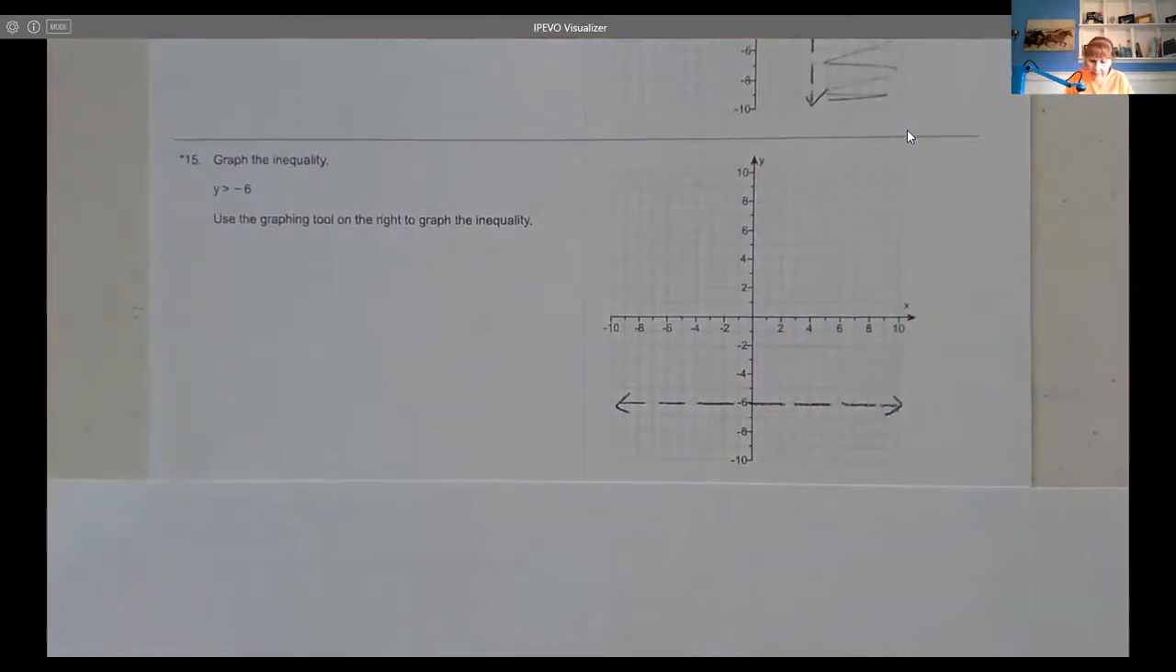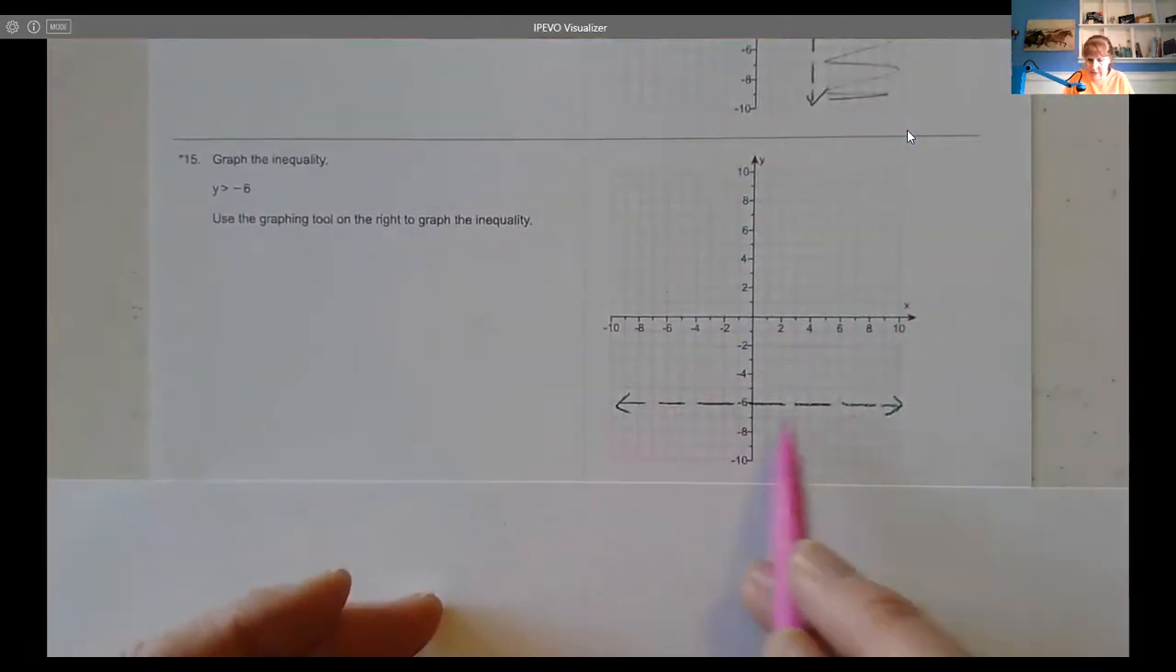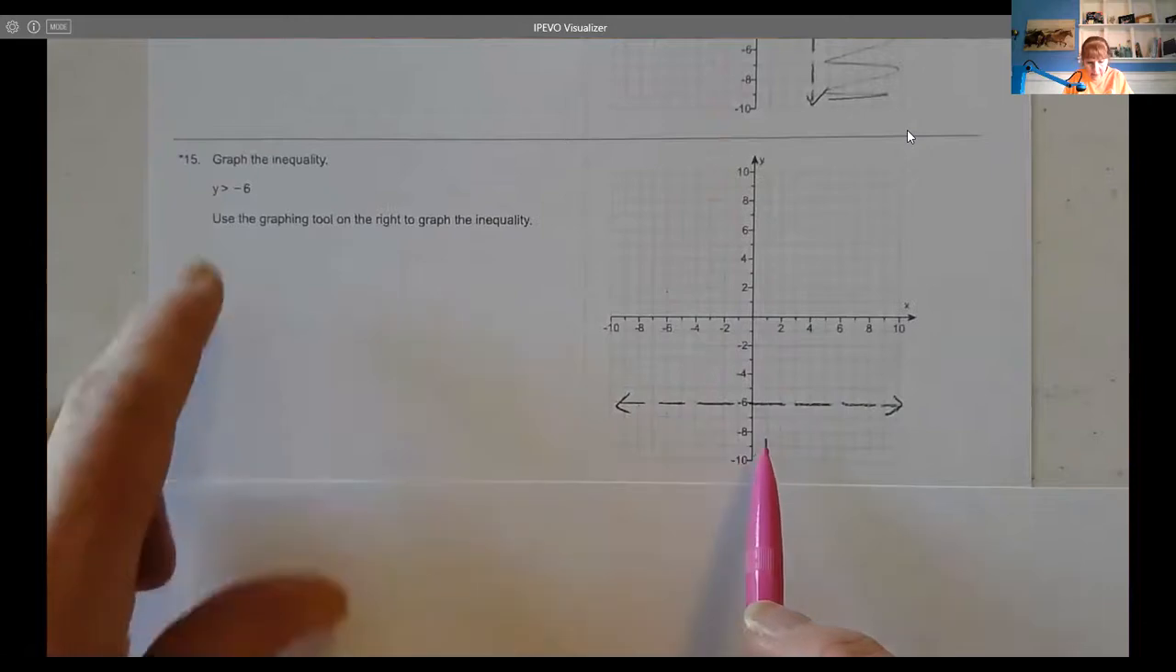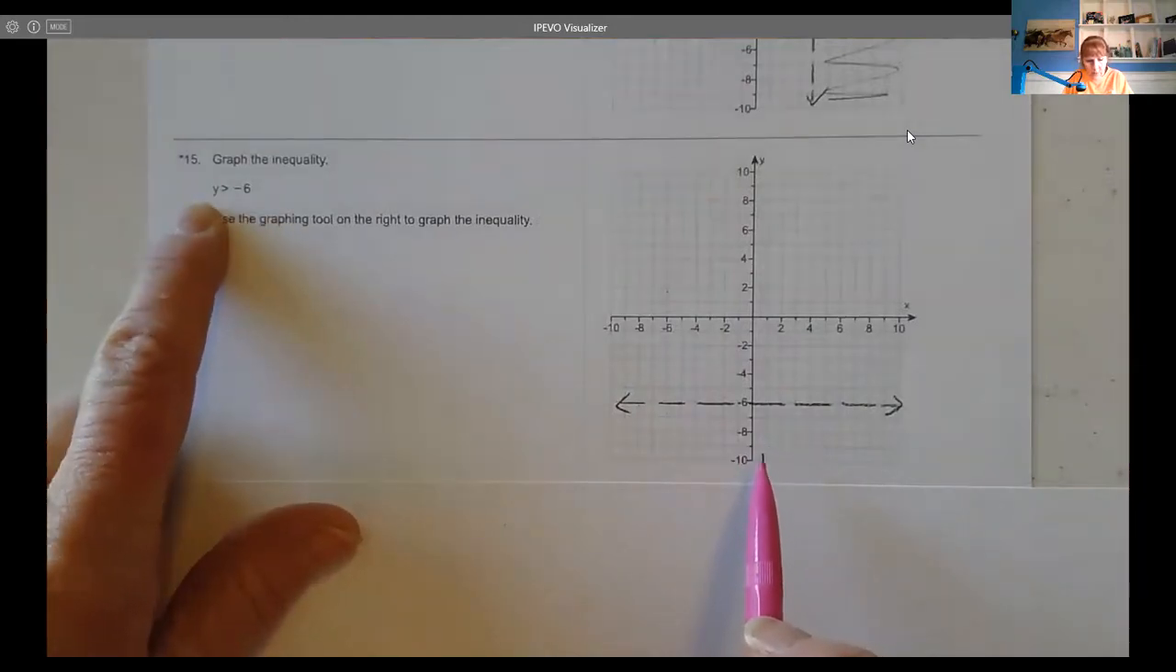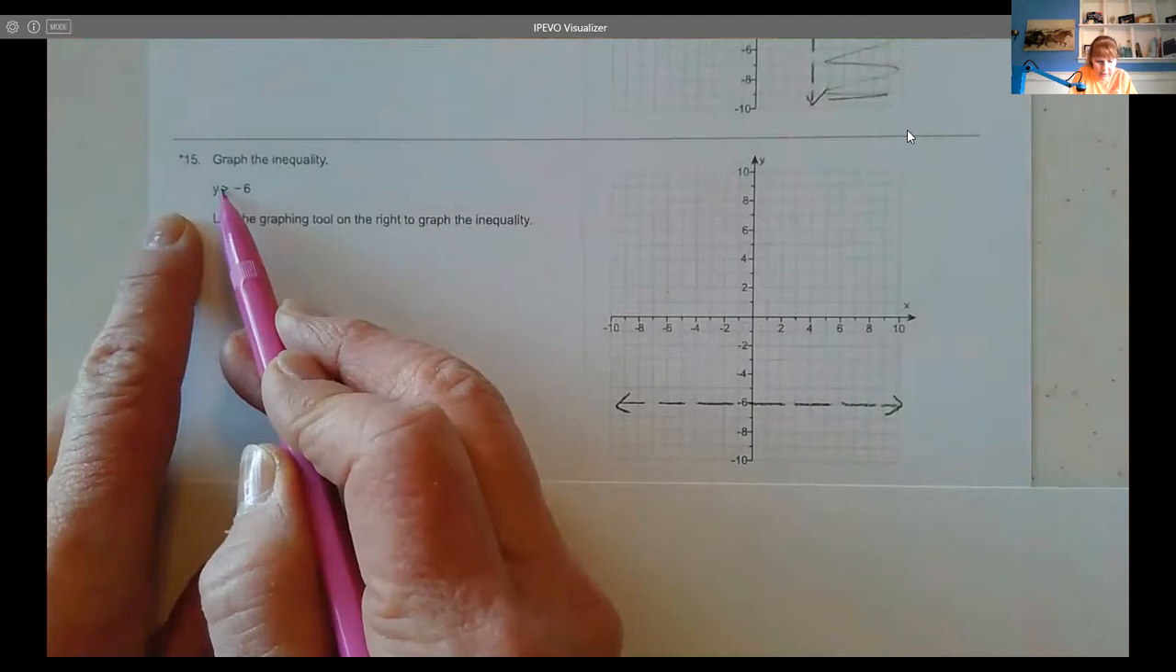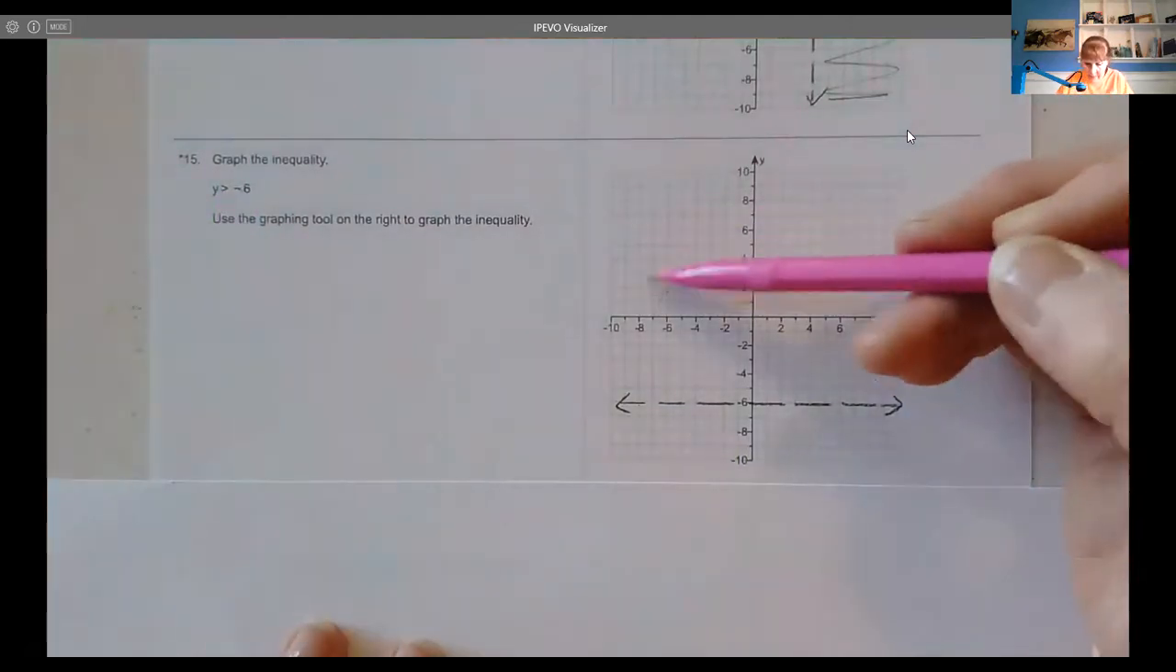Now, that means that you can't find solutions on the line itself, but you want y's bigger than -6. Where are y's larger than -6? And that would be above.